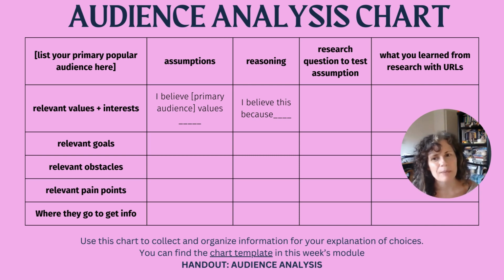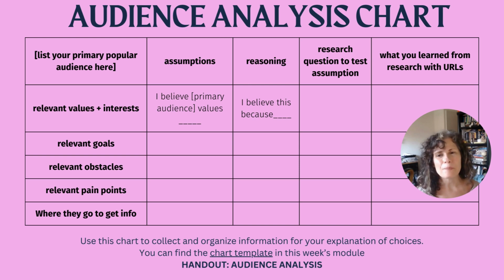one of the things that always happens is if students are writing for any audience that is older than them, they tend to say, where do they get their news? Facebook, right? It's like, okay, maybe make sure that you test that assumption. So they might ask a question like, where do parents of college students go to get their news? And then we'll talk about how you can use that research question to learn more about the audience.